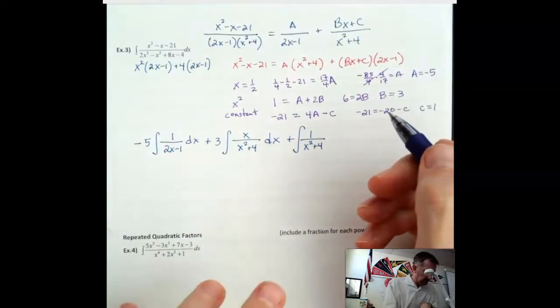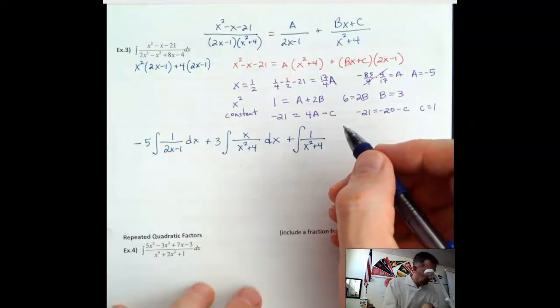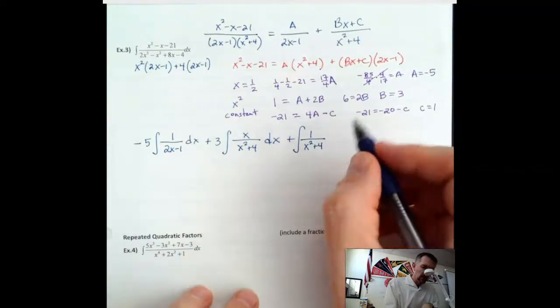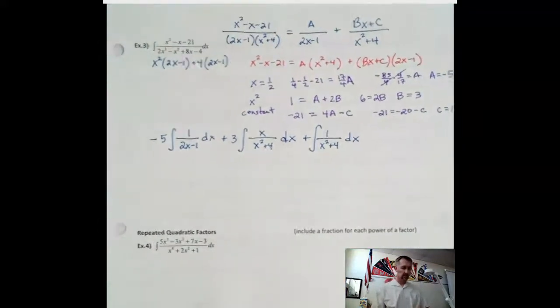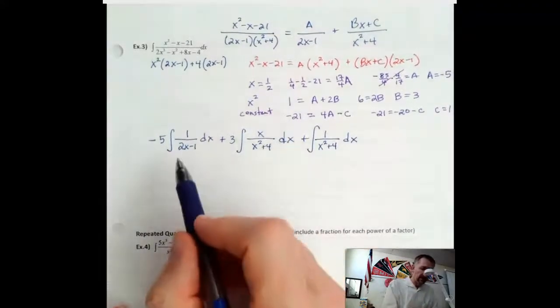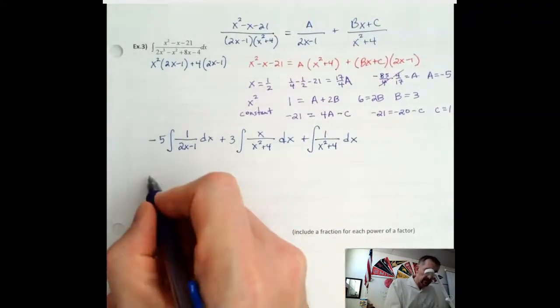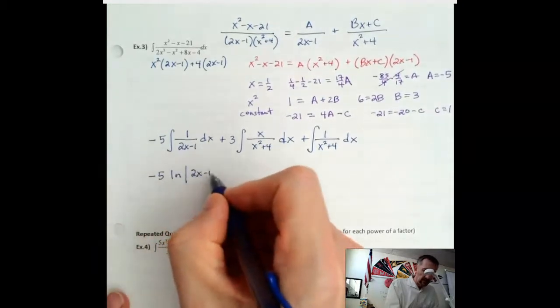So that's going to be 1 over x squared plus 4. Okay, so this is going to be negative 5 natural log 2x minus 1.